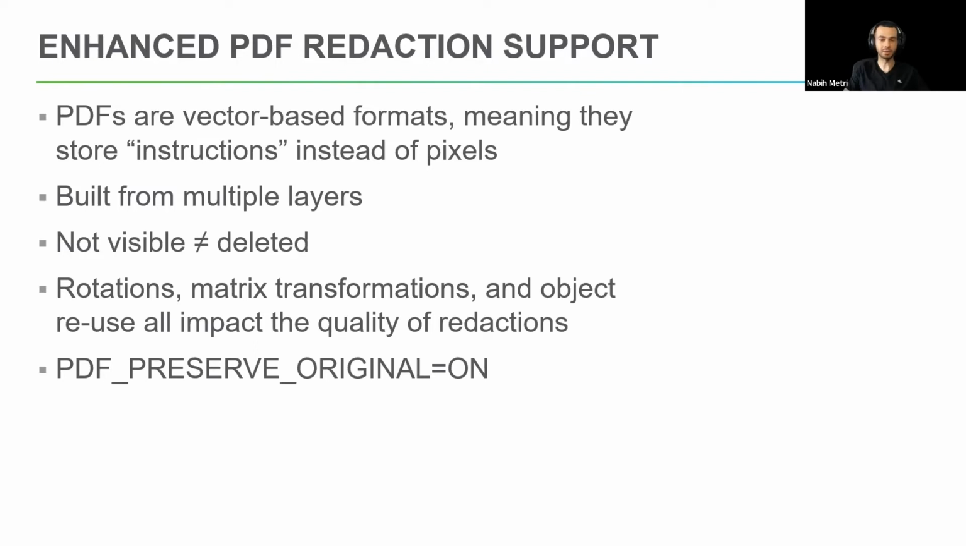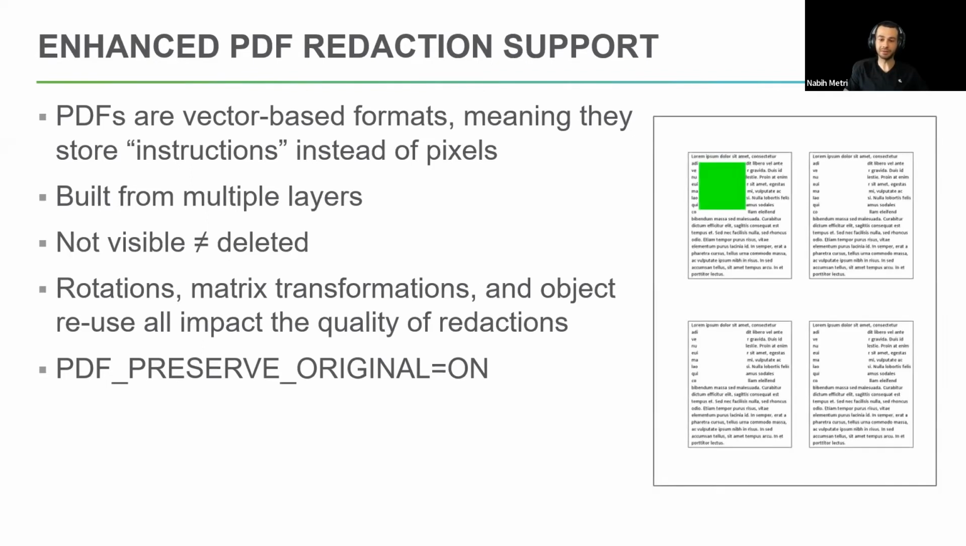Now let's assume that we're not just placing a black box on top of the PDF and are redacting it correctly. But what does correct actually mean? So PDFs are complex and can be built in many different ways. They can be rotated, have matrix transformations, and even have object reuse, where the same object is reused multiple times. All of these cases can impact if a PDF is redacted correctly.